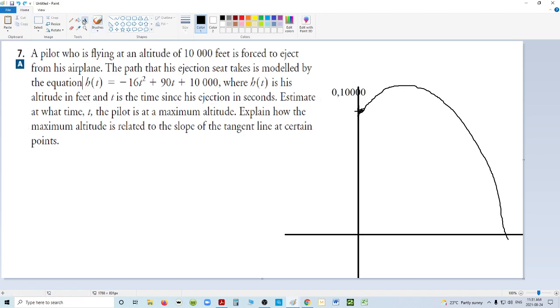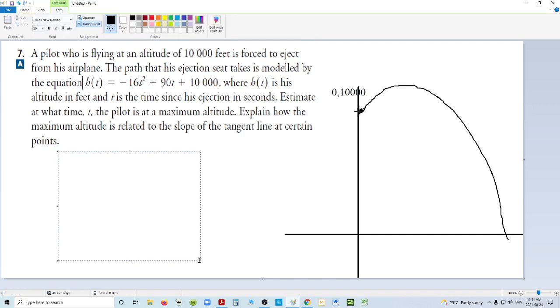So I would say, come up with this. Find your h of 0, which means the height when time is 0, which we did. It's 10,000. Then find your height when time is 1, and that involves plugging 1 into the equation. So you get 1 squared times minus 16, which is minus 16. Then you get 1 times 90, then you get the original 10,000.